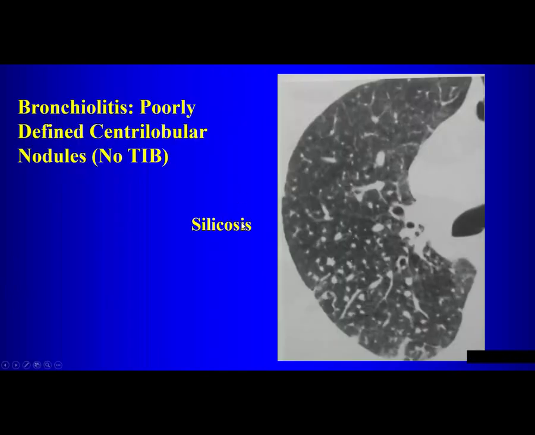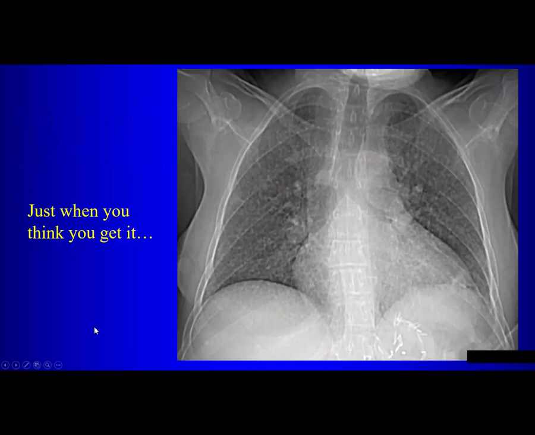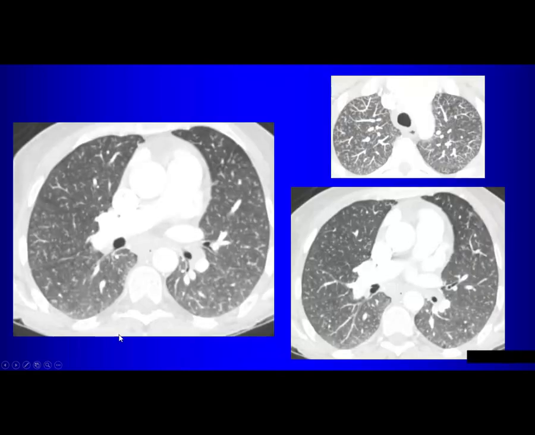Some other unusual causes of centrilobular nodules, of course silicosis can do it. Here we usually don't get tree and bud though with silicosis. And then just when you think you understand, you get a case like this. Here we have nodular opacities on the chest radiograph, and on the CT again, we see scattered nodules.